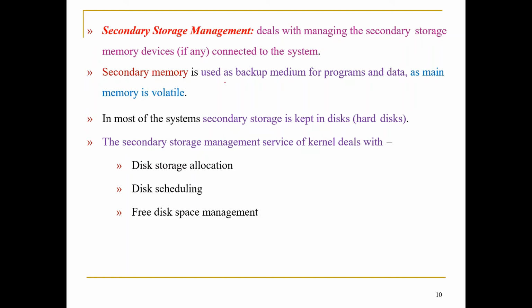Secondary memory is used as a backup medium for programs and data, as main memory is volatile. As soon as the power is turned off, your memory is going to lose the data. In most systems, secondary storage is kept on a hard disk. Normal, like your mobile phones and your laptops.